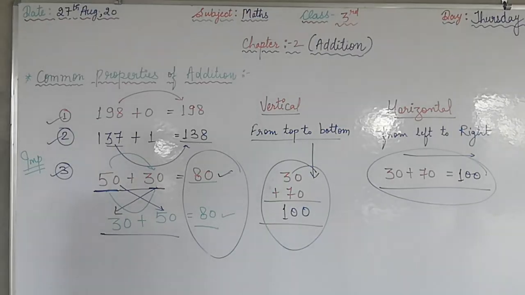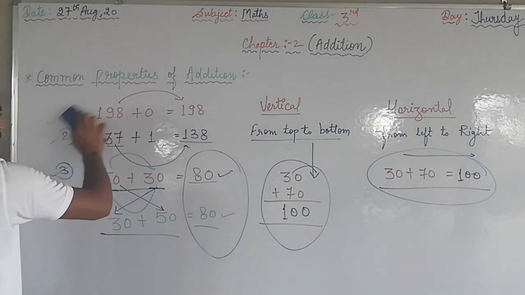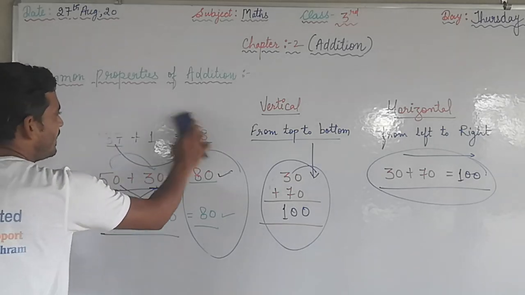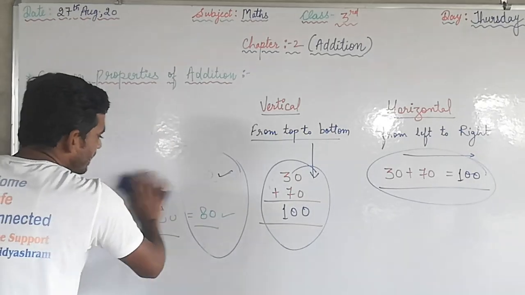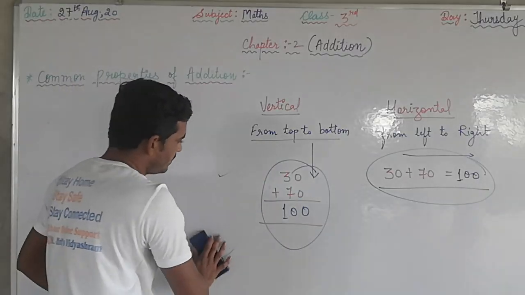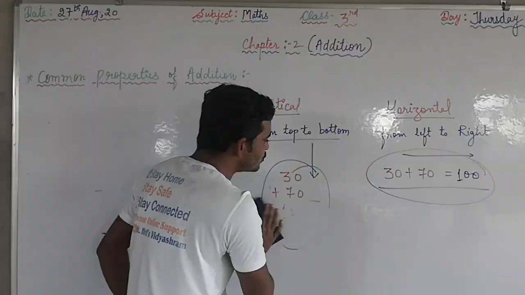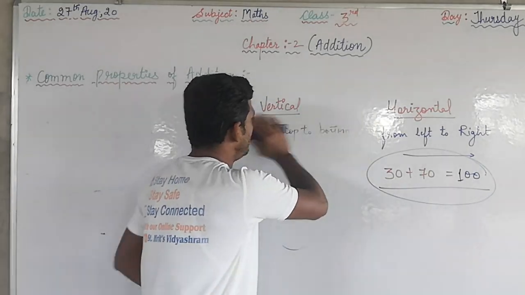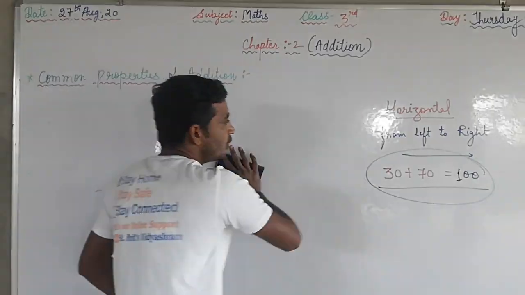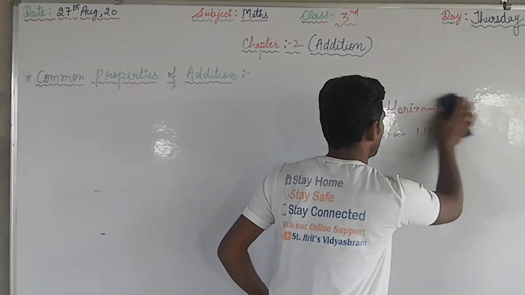Okay, see the next, addition by splitting numbers. Next topic, that is addition by splitting numbers. Splitting means क्या होता है बेटा? What is the meaning of splitting? Splitting means to break. The word split means to break down. Okay, see how we split the numbers.